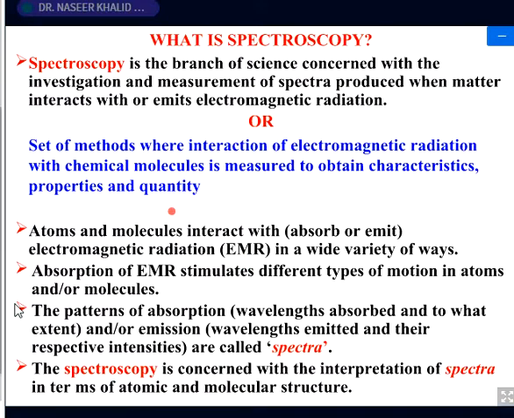Now the atoms and molecules interact. They may absorb or they can emit the electromagnetic radiation in a wide variety of ways. There are so many ways in which the atoms and the molecules can absorb or emit the electromagnetic radiation. That is not a single one. There are so many patterns. We are going to discuss them within a couple of slides. They stimulate different types of motions, different types of interactions.